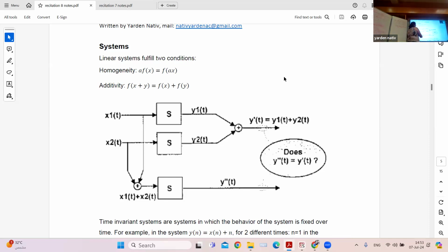And here you are doing a different thing. You sum the two signals together before they are entered into the system, and then you have a specific output. Then you ask yourself, is the output of this one equal to the output of the other one? If so, this is called a linear system.